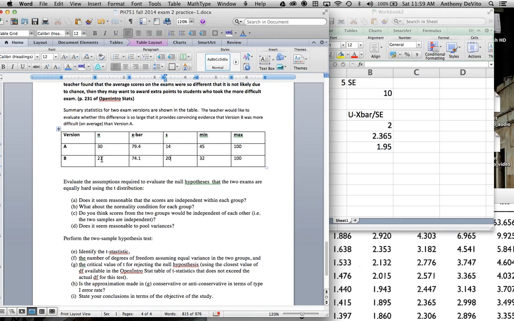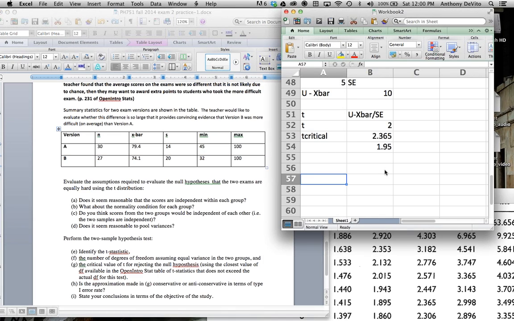Well, gee, okay, we don't know what the entire school would score on this exam. We're dealing with just these samples of these two groups, and we're really interested in whether the true mean for the entire population that took exam A is really different from the true mean for the entire population that took exam B. So we're going to have to test this hypothesis.